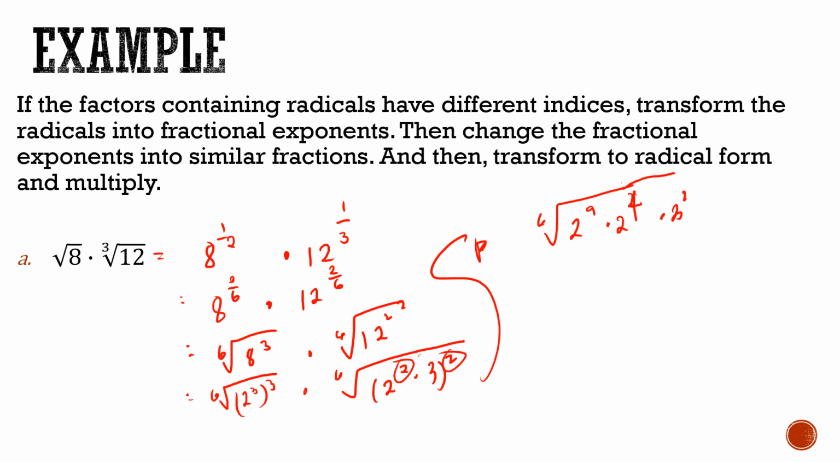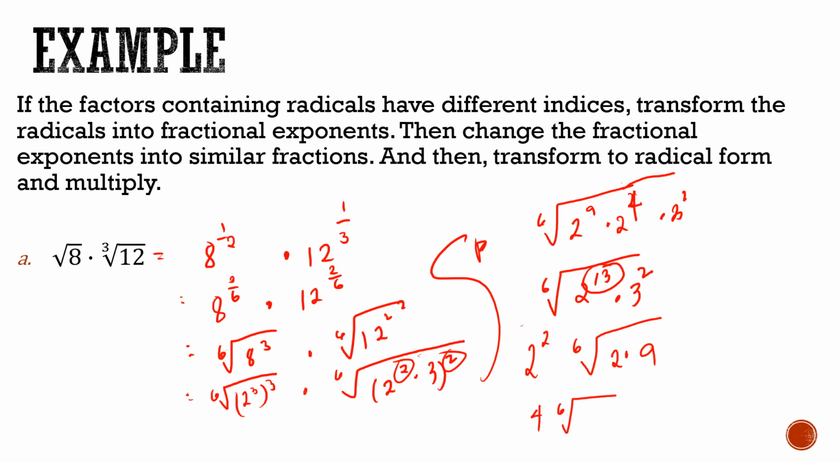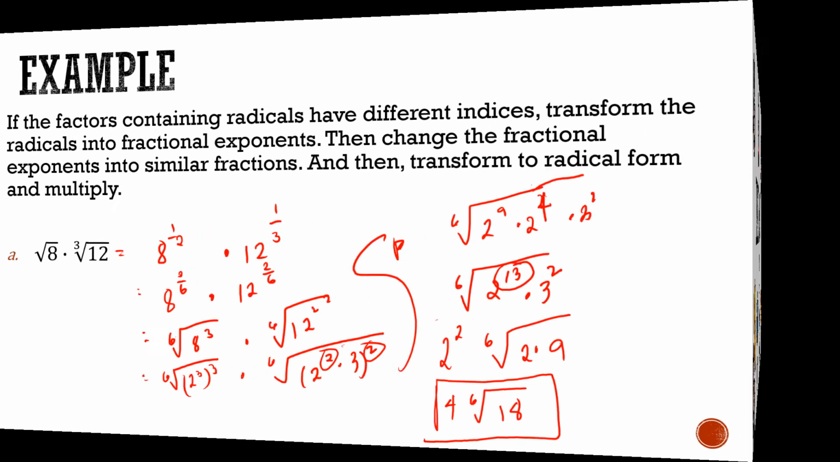So combine similar terms, we got 2 and 2. We got the same base, which is 2. Then we just simply add the exponents. So we got the 6th root of 2 raised to the 13th, then times 3 squared. Now, since 13 can be divided by 6, which is actually 2, we got 2 squared outside the 6th root, and the remainder is actually 1. So we got 2 squared, which is 4, and then the 6th root of 2 times 9, which is 18. So your answer now is 4 times the 6th root of 18. Thank you.